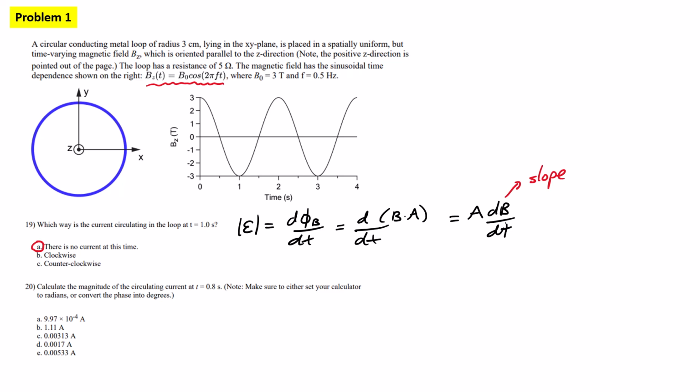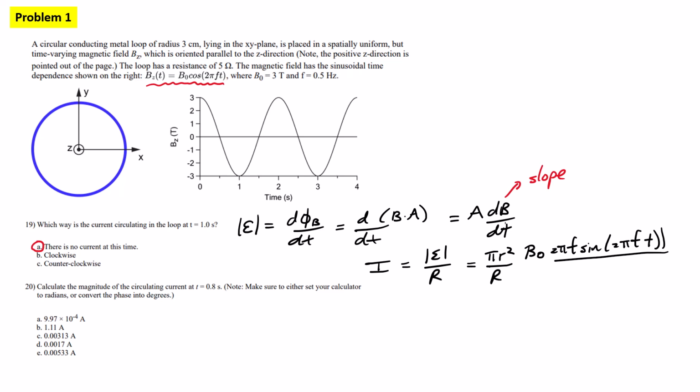If I am looking for the current, well, my current here is going to be that magnitude of the induced EMF divided by the resistance of that loop, which they told me was 5 ohms. All right, so here we have to evaluate this. This is going to be the area of the loop, that's pi r squared, divided by the resistance, and now I have this rate of change of the magnetic field. You have to differentiate this function. If I differentiate the cosine, I'm going to get a sine, and you use the chain rule, there's going to be a 2 pi f that will come out in the front. So this should look like this: B0, the amplitude, multiplied by 2 pi f, and multiplied by sine of the exact same argument here, 2 pi f multiplied by time.